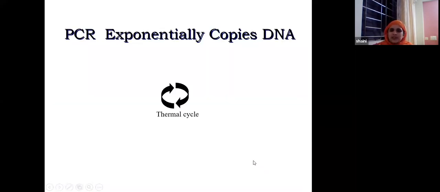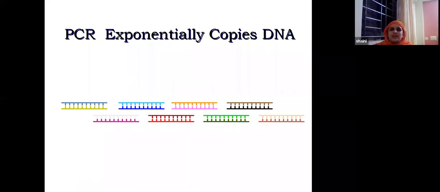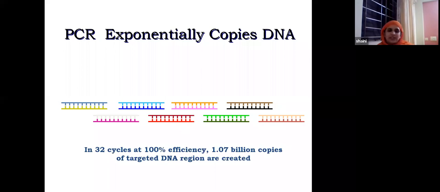PCR exponentially copies DNA. After one thermal cycle, you get 2 DNA copies. After the next, you get 4. Then again, you get 8. With about 32 cycles, at 100% efficiency, you get at least 1 billion copies of the target DNA region. You're not copying the whole DNA, you're just copying the target DNA, so the target DNA gets amplified by 1 billion times.